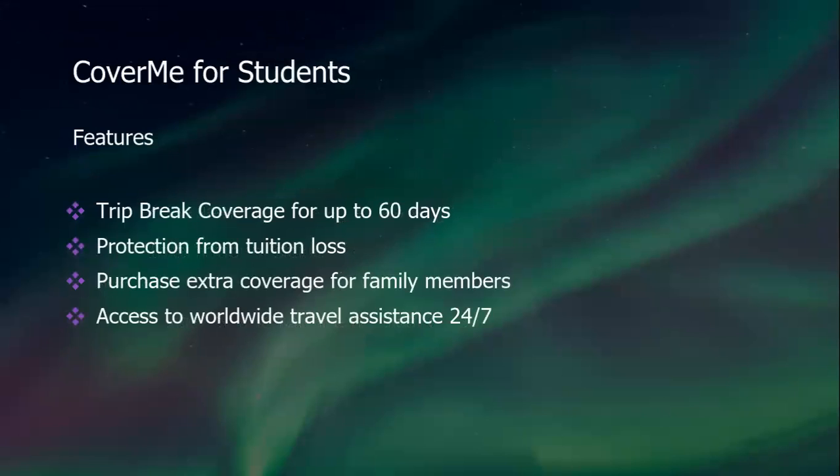CoverMe for Students also protects students with trip break coverage for up to 60 days. So if they, say, wanted to return home for the holidays, for example, their coverage would resume when they returned. There's also protection from tuition loss of up to $5,000. Students can also purchase extra coverage for family members, and of course there's 24/7 travel assistance.